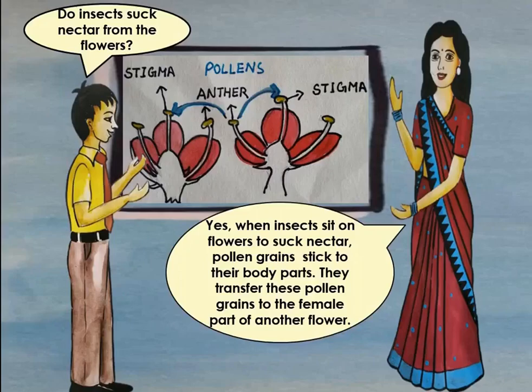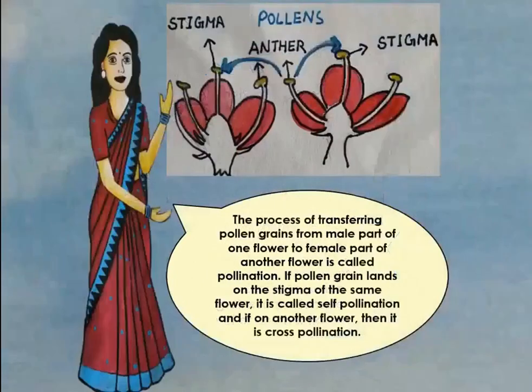And you know, when they sit on flowers to suck nectar, pollen grains stick to their body parts. And when they sit on another flower, the pollen grains get transferred to the female part of that flower. And you know, Rohan, this process of transferring pollen grains from the male part of one flower to the female part of another flower is called pollination.